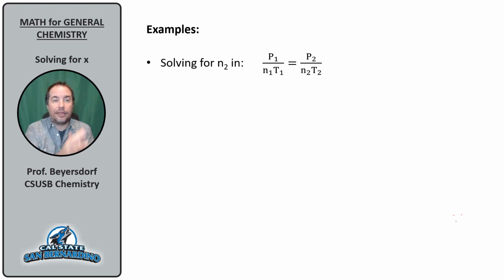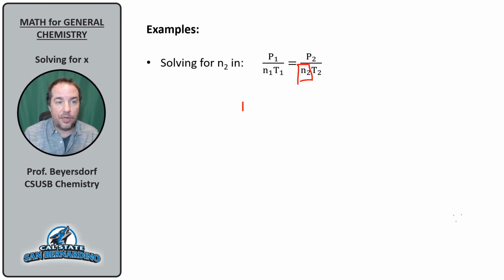Now let's do one. This is a combined gas law problem. Don't need to know that. But let's say we have this crazy equation, P1 over N1 T1 equals P2 over N2 T2. The 1 and 2, those signify different conditions or different states. But I want to solve for N2. Notice that N2 is in the denominator. So what do I do to get rid of things in the denominator? Right? To simplify, I cross multiply.